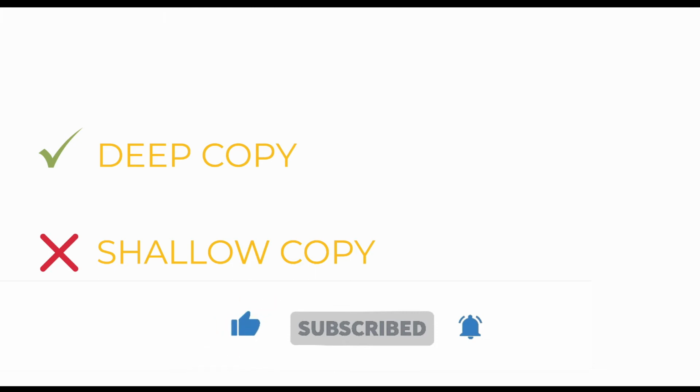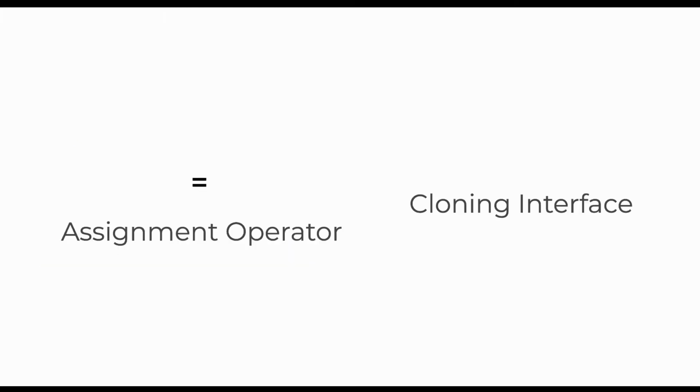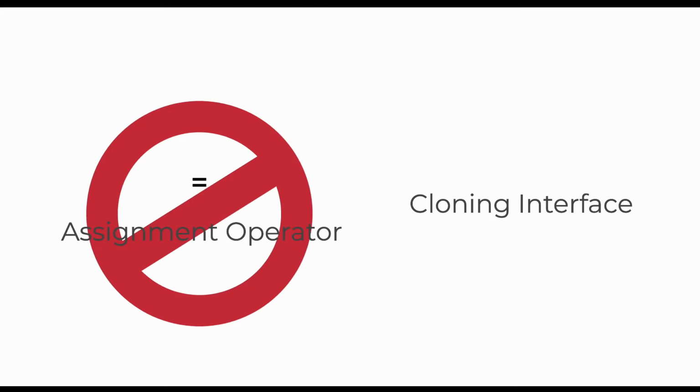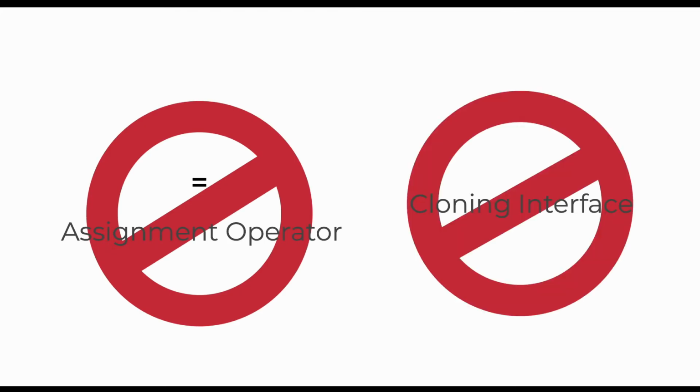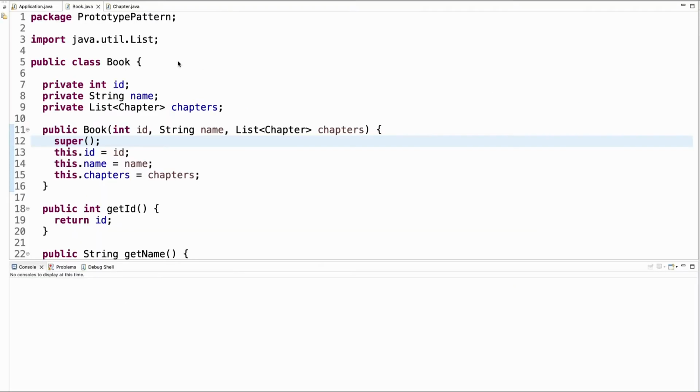Alright, so coming back. We know that if we want to create a deep copy of an object, we can't use the assignment operator or the clonable interface provided by default. We need to manually create a new object and then go through all the fields of the original object and copy their values over to the new object. Let's see how this looks like in the code.